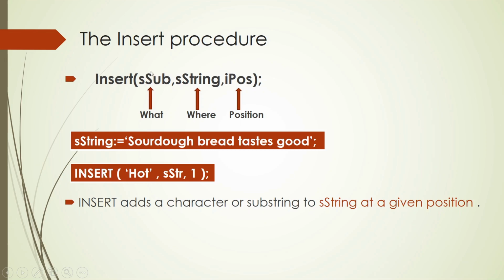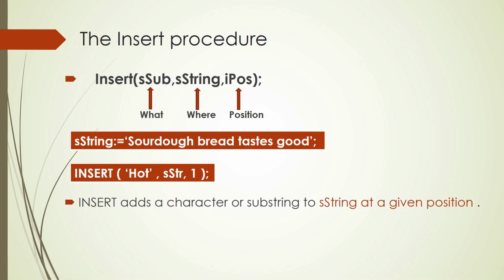The first parameter is what I want to insert. It could be a variable that is storing a value, or it could be a string literal. The second parameter is where I want to insert it into: the original string that I'm going to insert something into. The last parameter is the position at which I want to insert it.